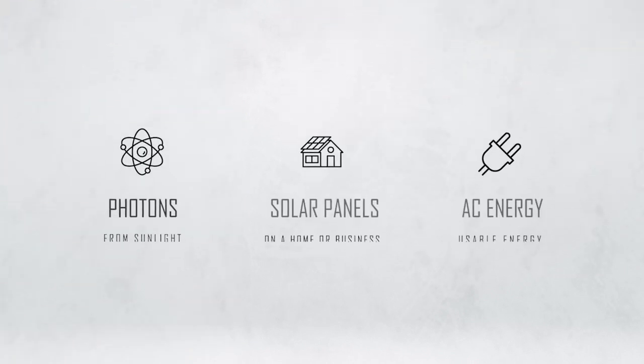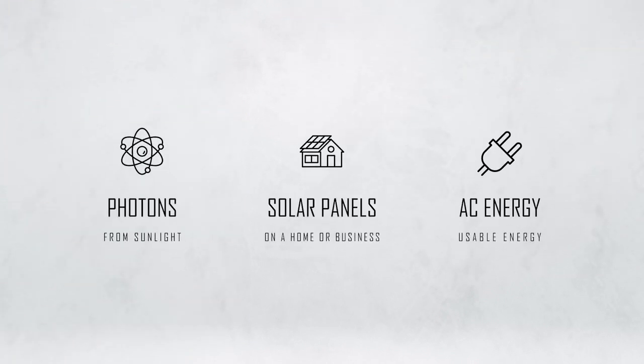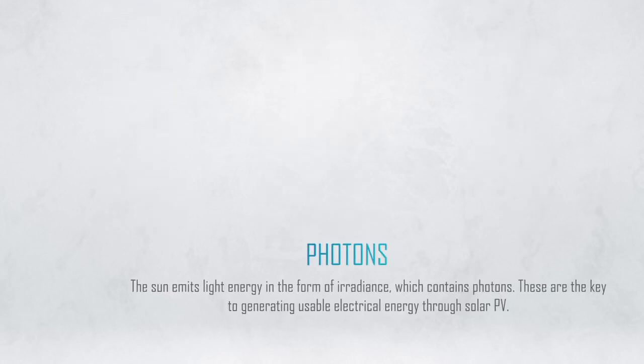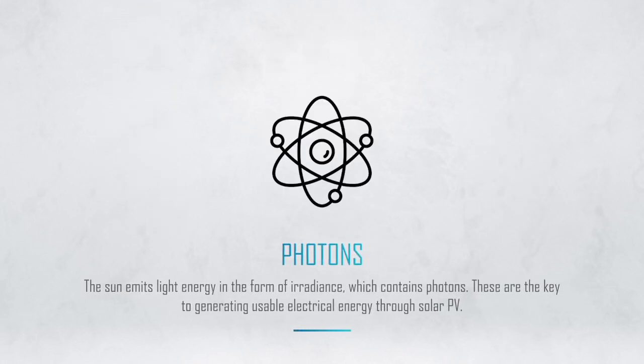So the process is split into 3 key steps, which you can see on screen now. And the first is photons. The sun emits energy in the form of photons, which are key to generating power through our PV systems. They act a bit like a sponge for sunlight and allow us to generate the most electricity possible.